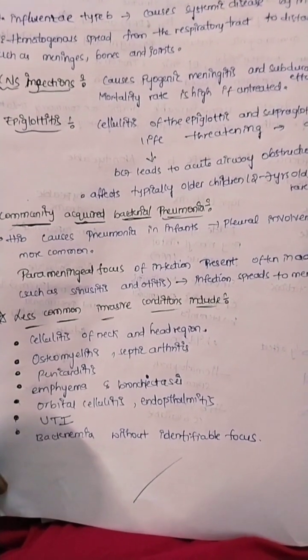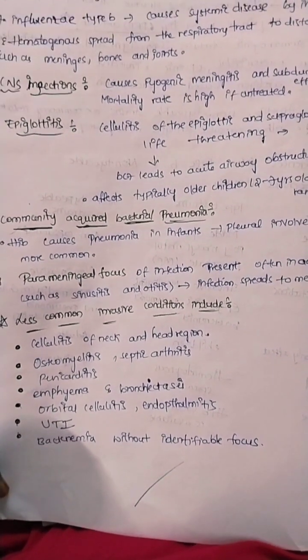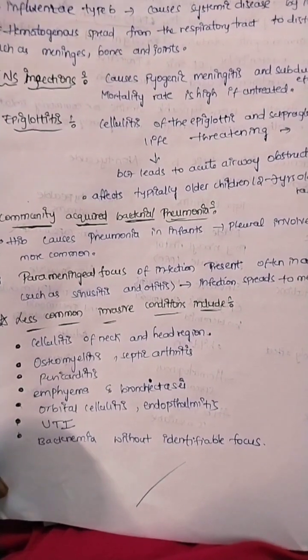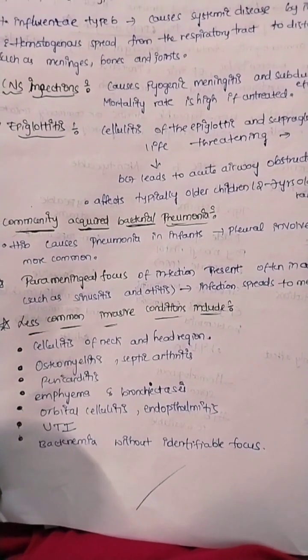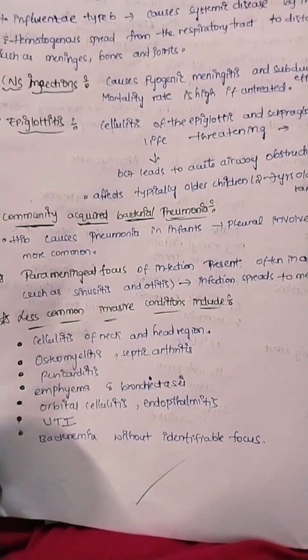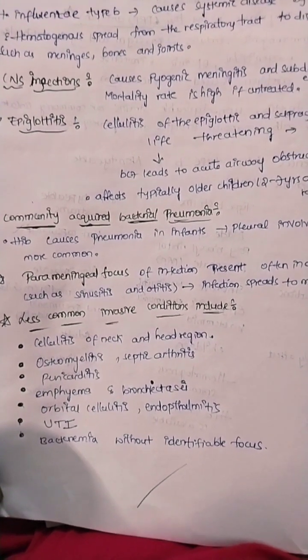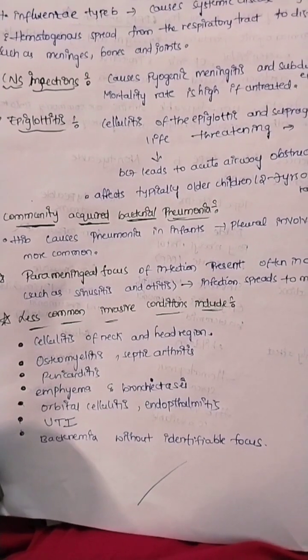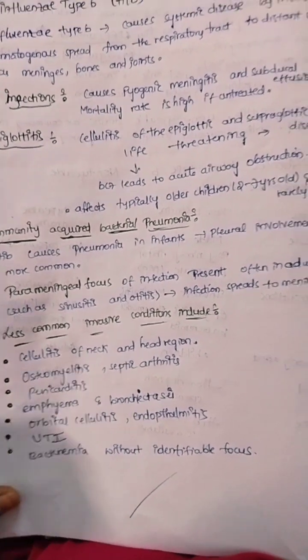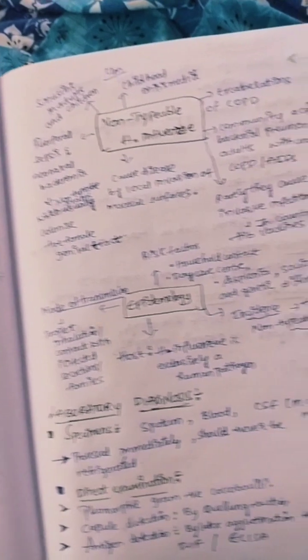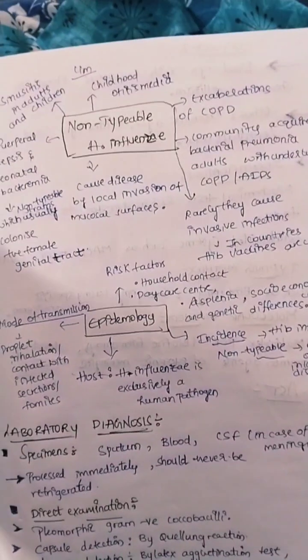Pericarditis. Okay, the pericardium is involved, and empyema and bronchiectasis, orbital cellulitis will be occurring, endophthalmitis, urinary tract infections, and bacteremia without identifiable focus. Okay, non-typeable Hemophilus influenzae.